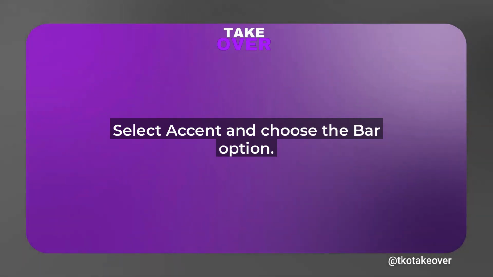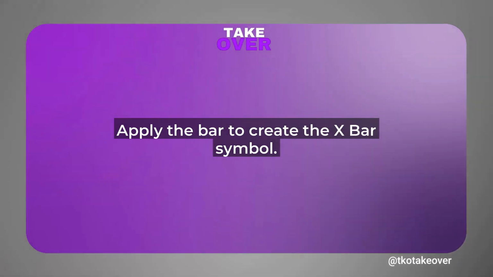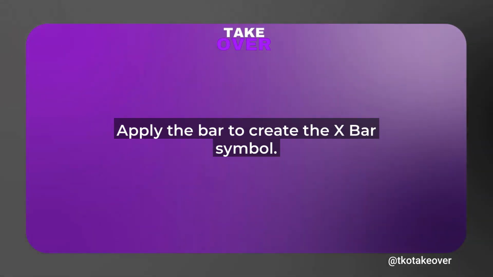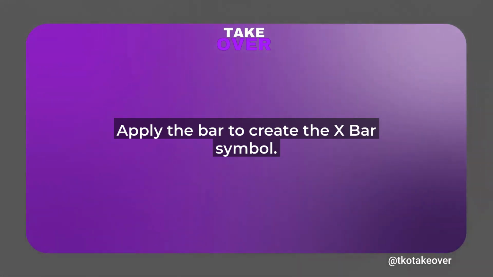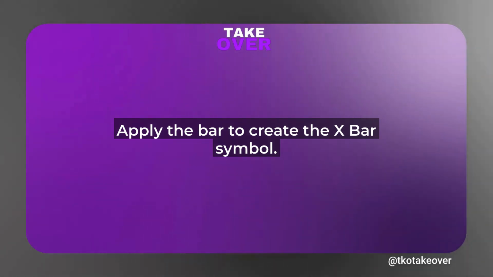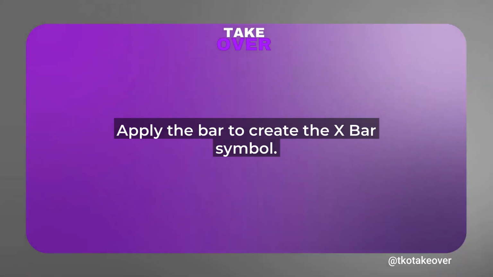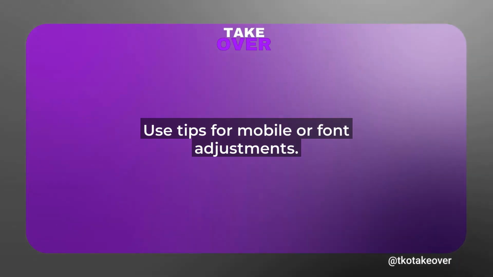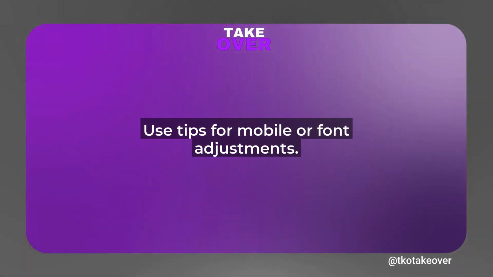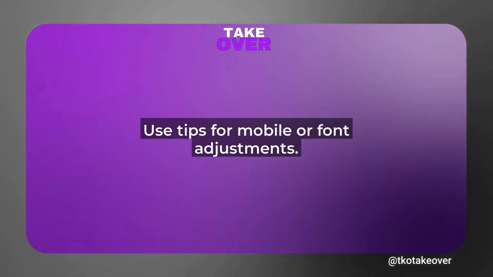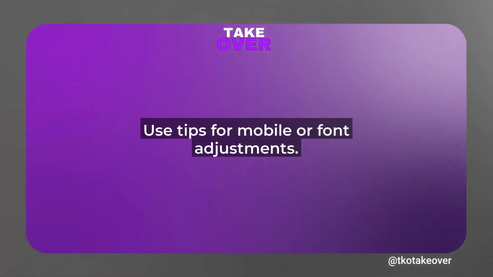If you're using a keyboard shortcut, try typing X and then using the equation formatting tools, but the accent method is the most straightforward. One quick tip: if you're working on a mobile device, the process is similar but might involve the Google Docs app's equation feature. Always double-check your symbol in different fonts, as it might look off in some. And if you run into any issues, make sure you're updated to the latest version of Google Docs for 2025 features.